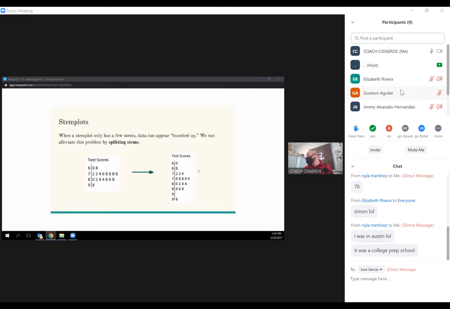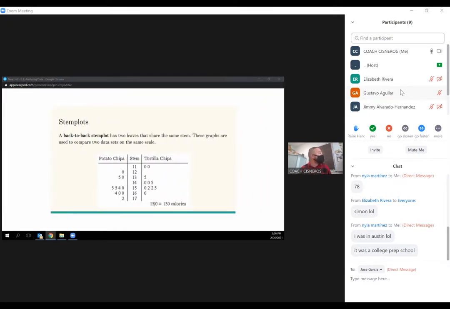What you might see more now in an advanced class is a back-to-back stem plot. Be careful when you read these, because even though a regular stem plot is really easy to read, it can get difficult on a back-to-back stem plot because you might get confused with the way it's written. Look at this one about potato chips versus tortilla chips. The stem is still in the middle. Watch this.